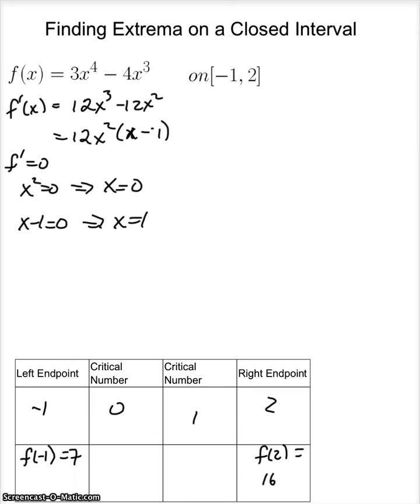Go on and put them in. I like to put them in order. Now, I have to evaluate f of x at 0. f of 0 is 0. And f evaluated at 1 is -1. So now I'm going to come through and find my largest number. That's f is 16. So this is my maximum. All right, and where's my minimum? Right here. So my minimum occurs at x equals 1, and my maximum occurs at x equals 2, where f equals 16.